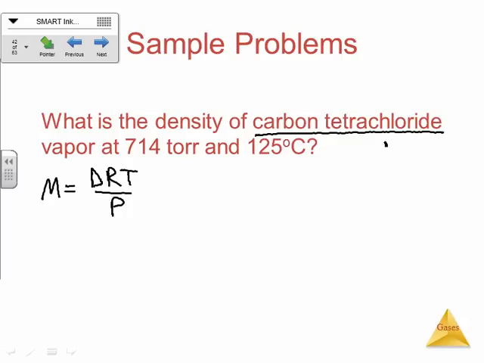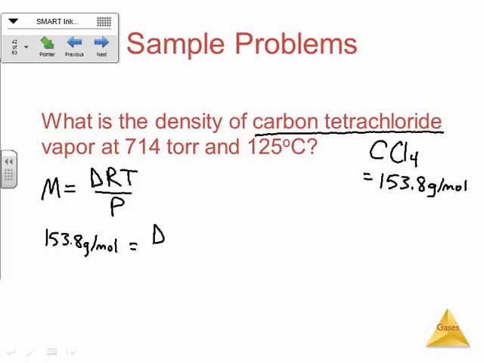Carbon tetrachloride: first thing we've got to remember is what that is, and that should be fairly easy. That's a covalent compound. They're giving us prefixes, so that's just going to be CCl4. The molar mass of CCl4 is going to be, I'm going to approximate a little bit here, 35.45 times 4 plus 12 for carbon, so 153.8 grams per mole is our molar mass. So we'll just plug everything in here. 153.8 equals D, that's what we're trying to find, times R.